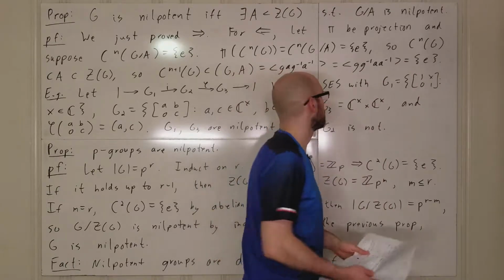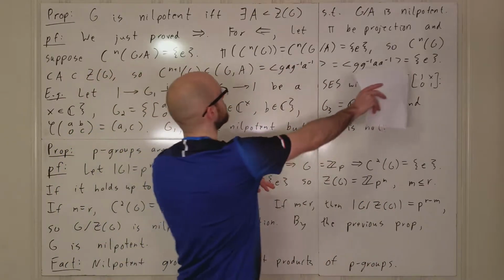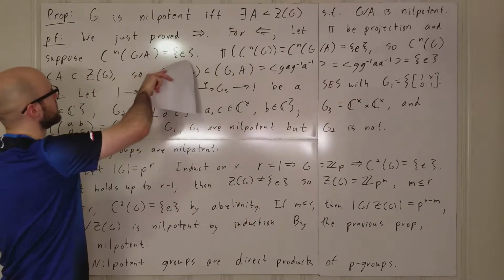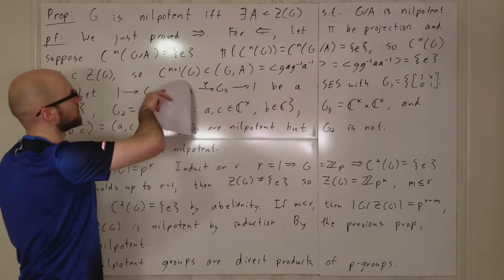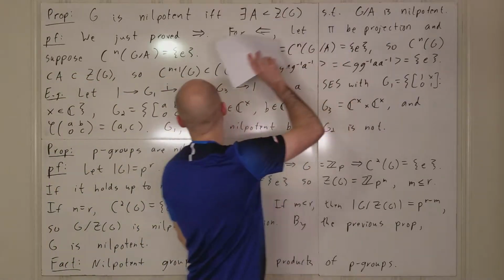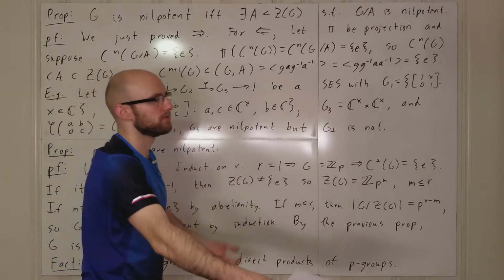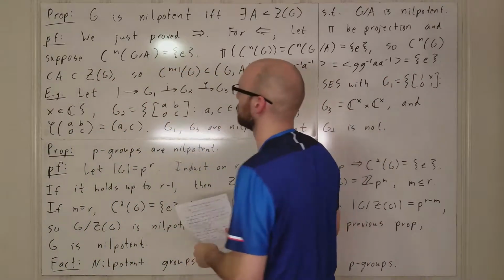And so that means that if n is what you need to get the quotient down to the identity, you just need one more. You need to apply c to the group just one more time than that to get down to the identity. And so that proves the other direction.